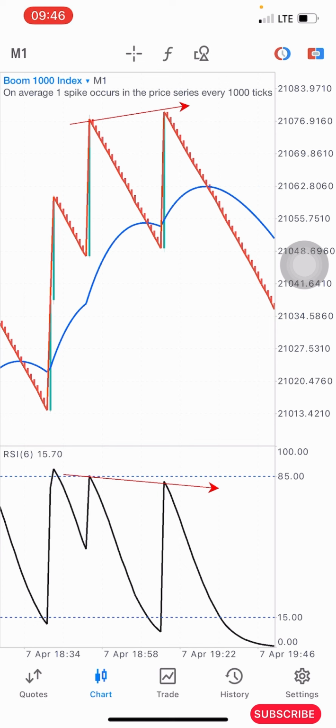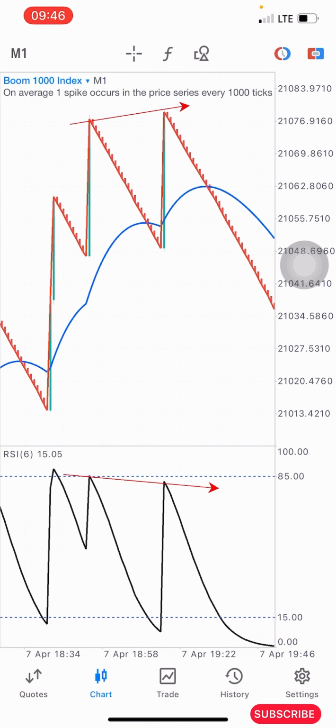In today's video, I'll be sharing with you guys another powerful boom and crash strategy that you can use to scalp the market, okay? So without wasting much of our time, I'm going to quickly share with you guys the indicator setup, and then after that I'll be explaining how the strategy works, okay?